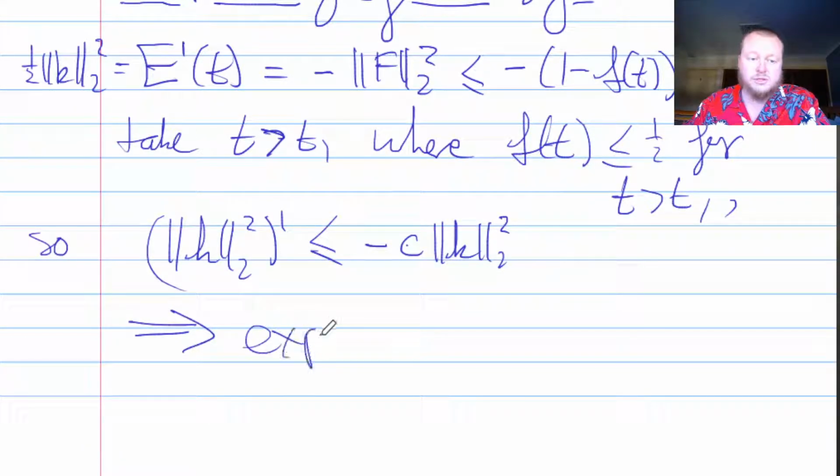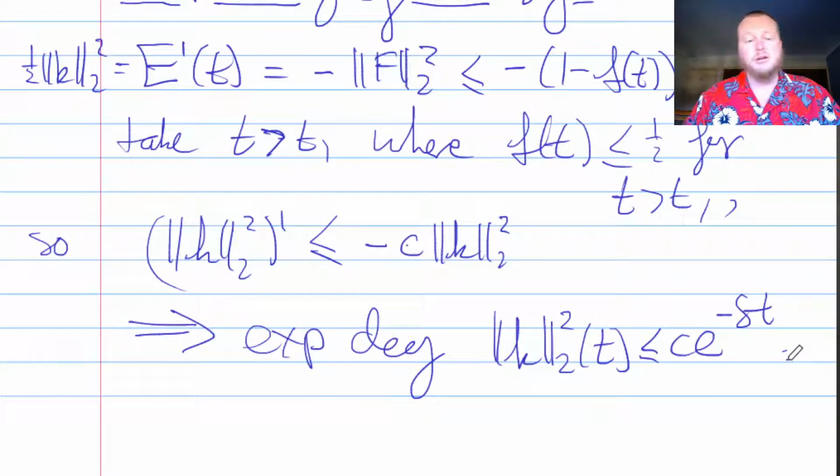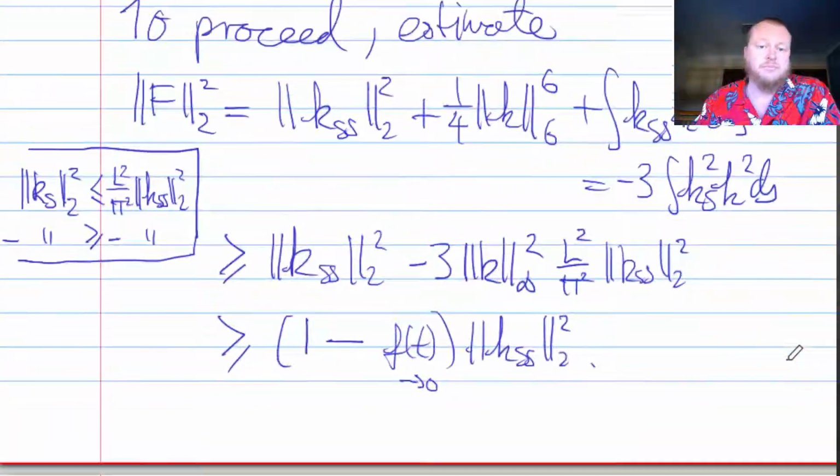So exponential decay in the curvature itself, in L2, which is the energy. So the energy is decaying exponentially fast. Okay, that's it. So this is the main thing. That's actually the main estimate. And then once we have this done, then we can proceed exactly like before.